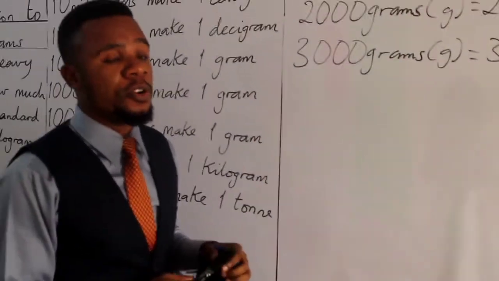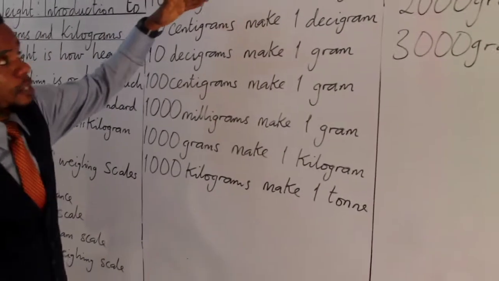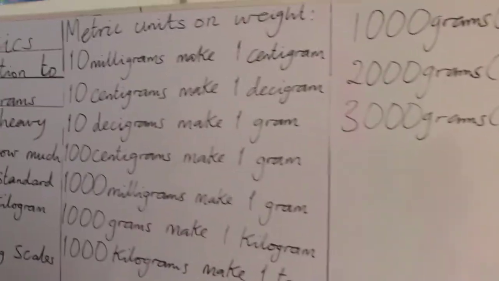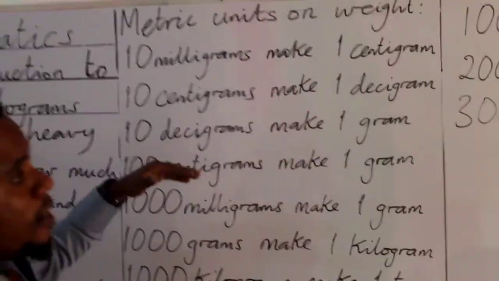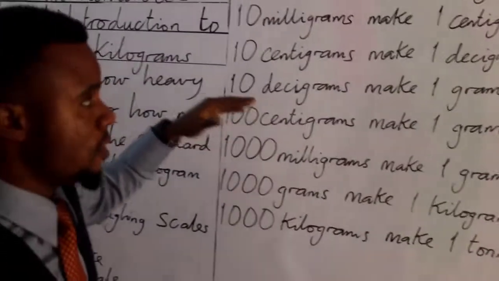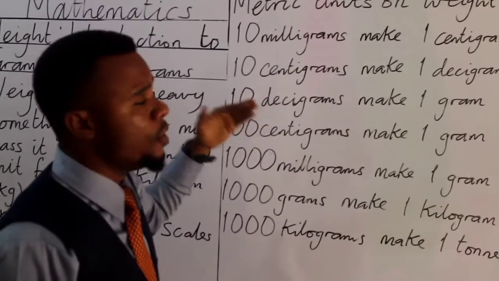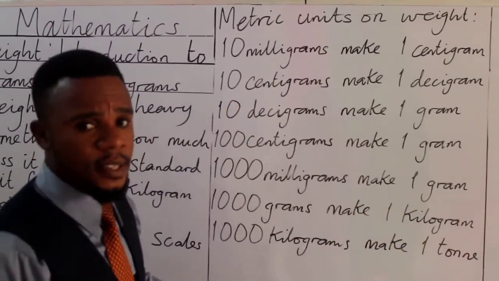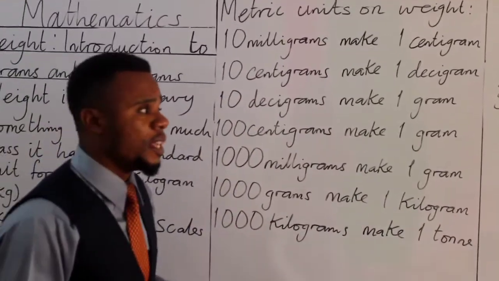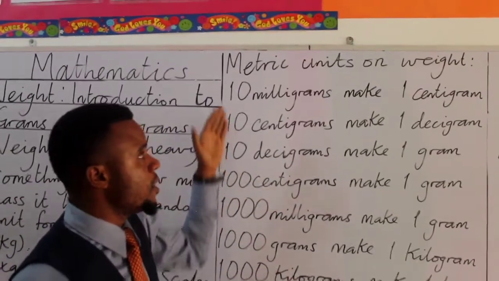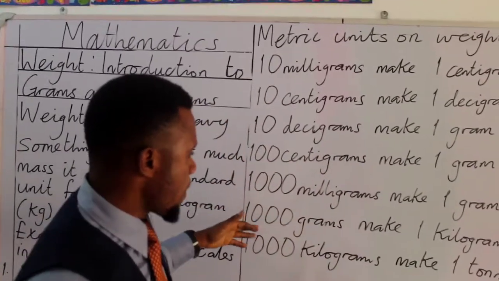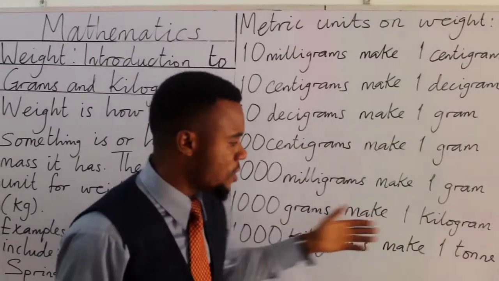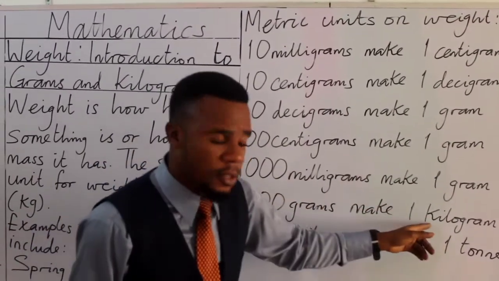With this, I believe that you can do your homework on your own. Remember to go through your metric unit on weight. Recite it always. It's very clear and very simple to recite. Just go through this every day, write it out. With this, you'll be able to change from grams to kilograms.